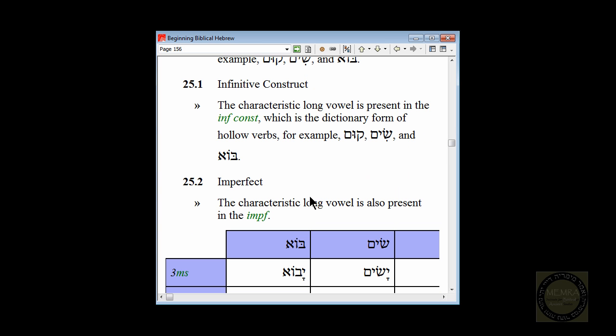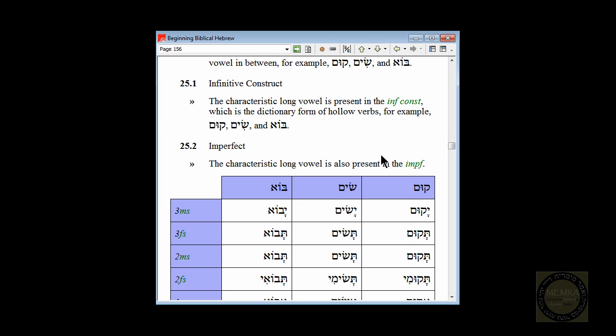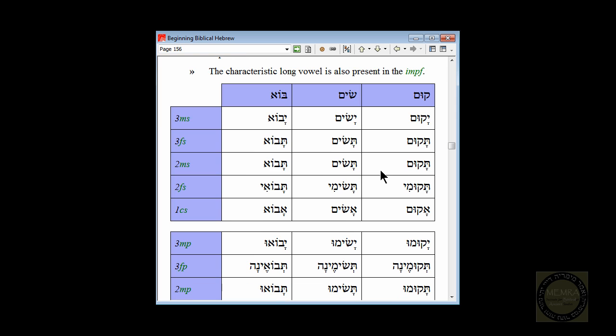The imperfect. The characteristic long vowel is also present in the imperfect. So if you look at the forms here, again, we've got a shureq middle, we've got a yod middle, chireq yod, and then a holem vav. For some reason, the chireq does not show up in my digital edition, so that's a typo, but you get the idea anyway because of the yod.